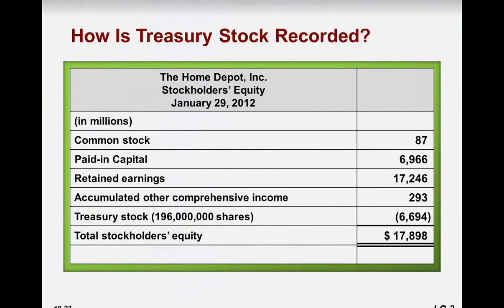So how does this appear when I'm looking at the stockholders' equity section of the balance sheet? It will appear down here. My Treasury stock is going to appear below my retained earnings as a reduction. Notice it's a reduction, right? It's not listed up here with my stock and other classes of stock.